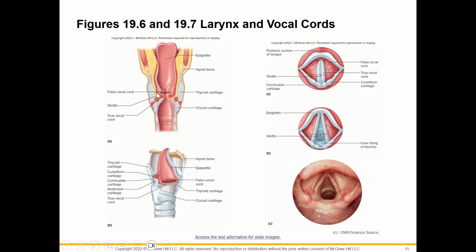Here we see the false vocal cord, and you can see how it's closing off the airway during swallowing. Very important. And it looks like C is showing the true vocal cord and the glottis. And you can see that opening there. Say ah.